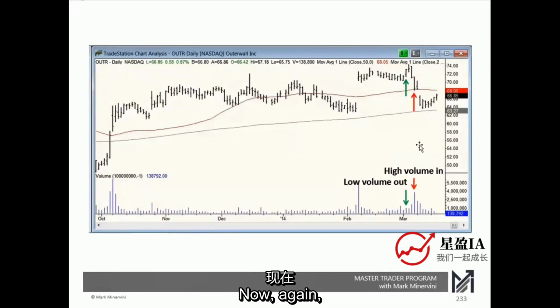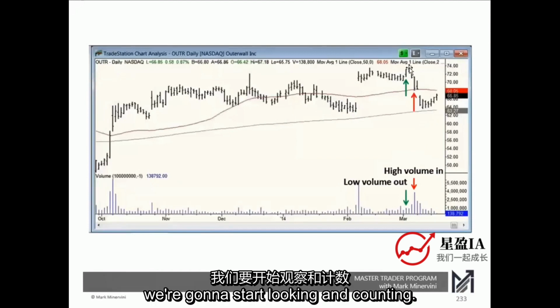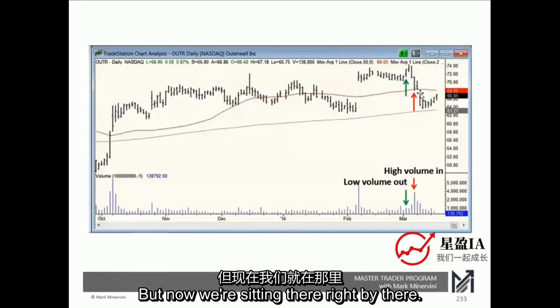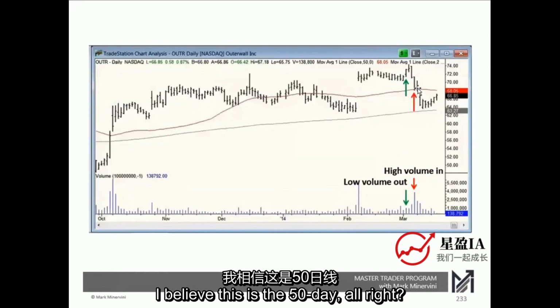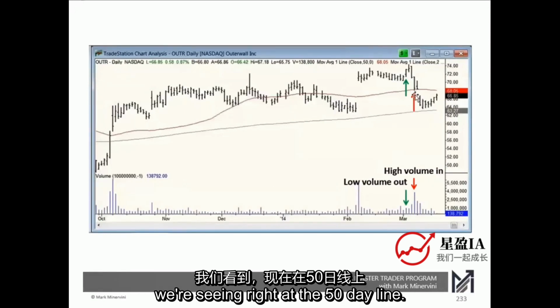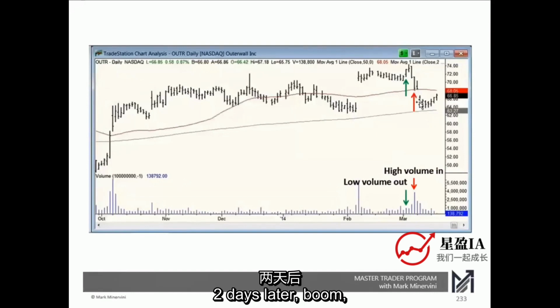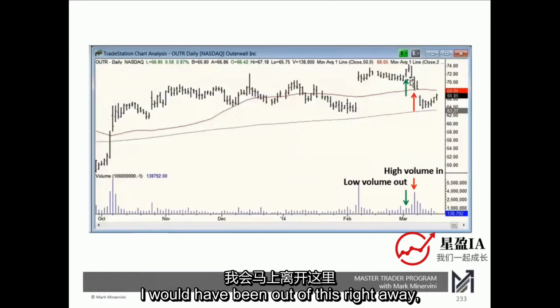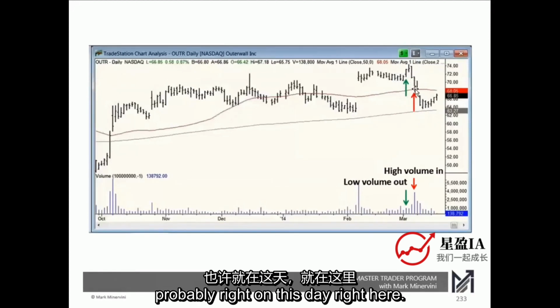Now, again, we're going to start looking and counting. This is 2 lower lows. So we didn't get the 3 lower lows yet, but now we're sitting right by the 50-day. Yeah, this is the 50-day. We're sitting right at the 50-day line. 2 days later, boom, we're below the 50-day line now. So this is really just showing very abnormal action. I would have been out of this right away, probably right on this day right here anyway.